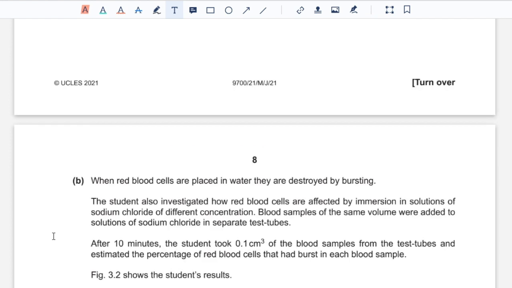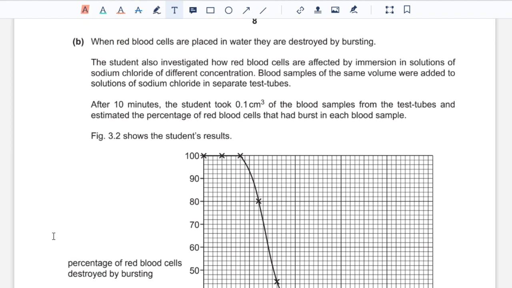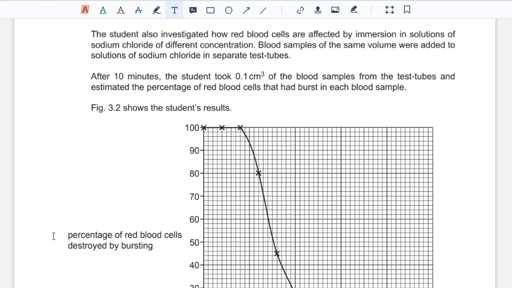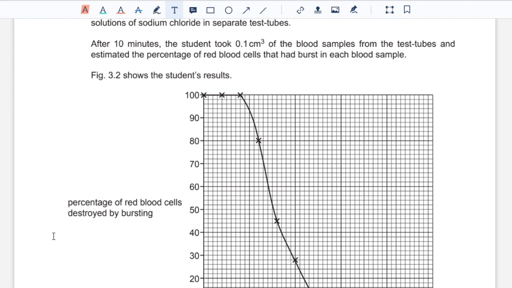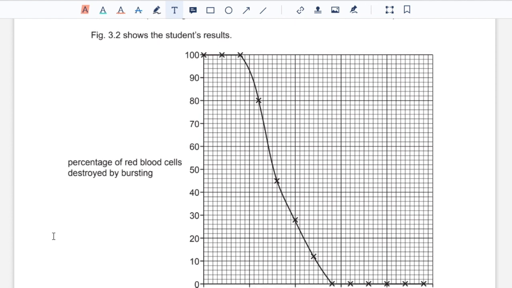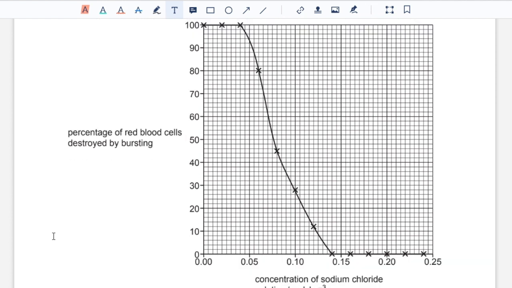B. When red blood cells are placed in water, they are destroyed by bursting. The student also investigated how red blood cells are affected by immersion in solutions of sodium chloride of different concentrations. Blood samples of the same volume were added to solutions of sodium chloride in separate test tubes. After 10 minutes, the student took 0.1 cm³ of blood samples from the test tubes and estimated the percentage of red blood cells that had burst in each blood sample, and figure 3.2 shows the student's result.